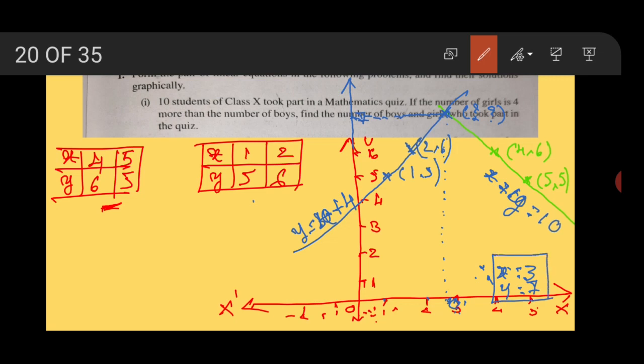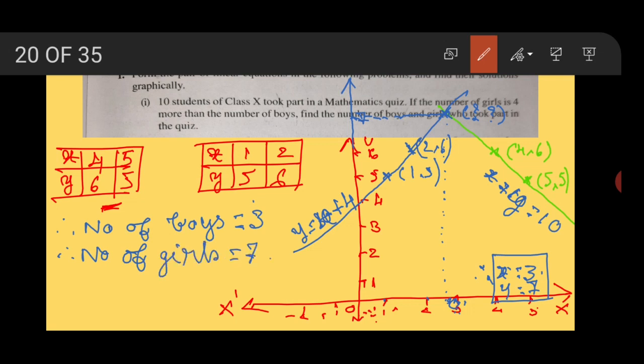Therefore what is x? X is the number of boys and y is the number of girls. So number of boys is equal to 3 and number of girls is equal to 7. So write down here, not in your graph, write down in the notebook. X means number of, therefore number of boys who took part in quiz is equal to 3 and number of girls is equal to 7.